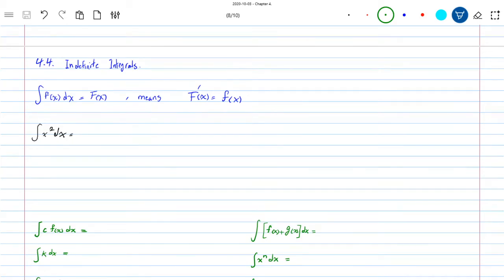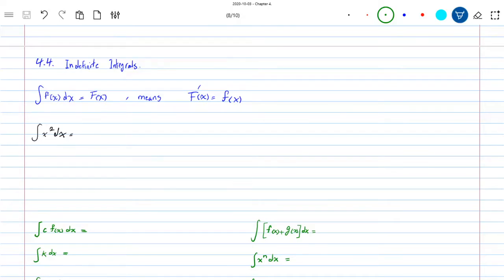Let's continue on chapter 4. Today's topic is indefinite integrals. Last time we talked about calculating the antiderivatives for a definite integral and evaluating area under a curve by using the fundamental theorem of calculus. So the fundamental theorem of calculus was the last topic of this section.